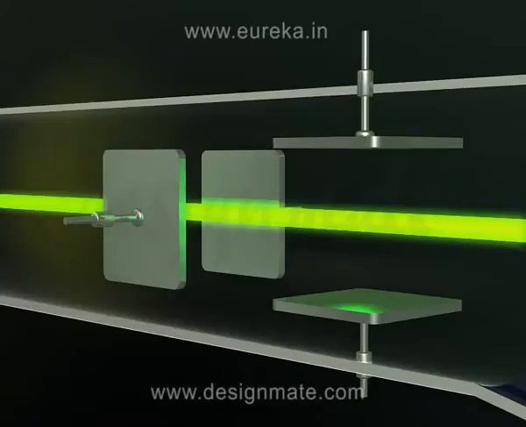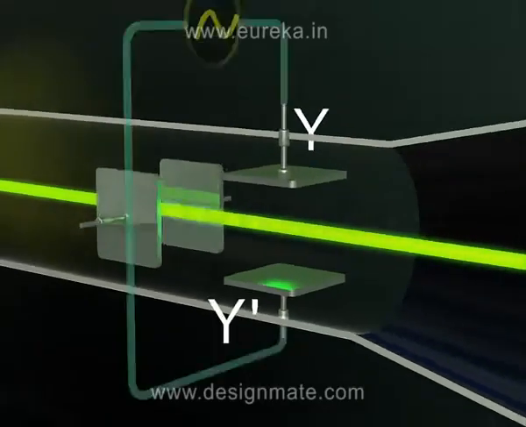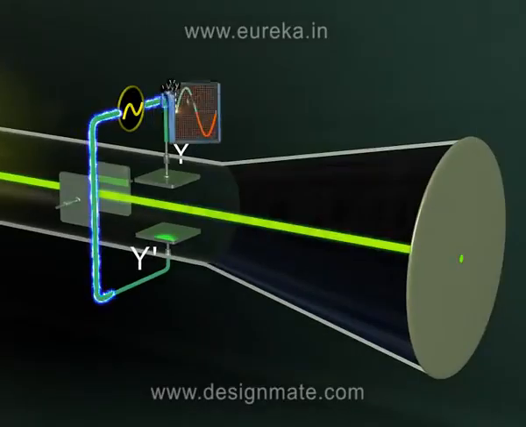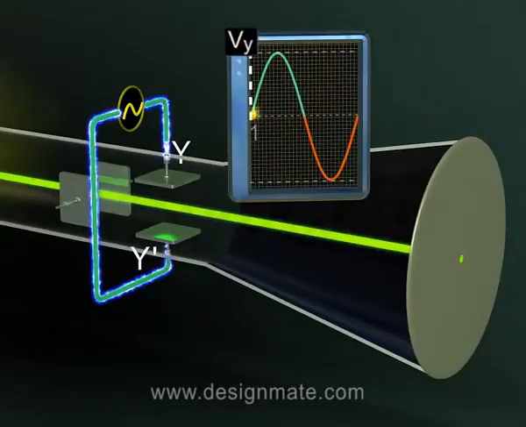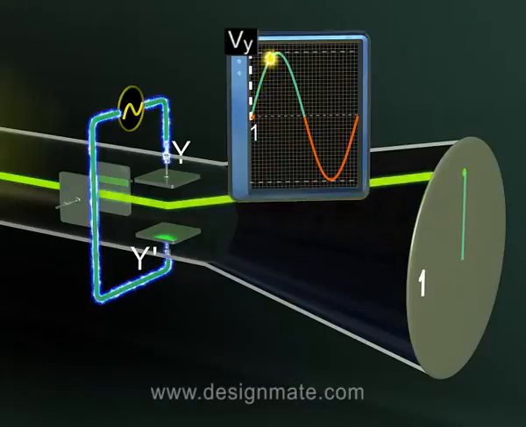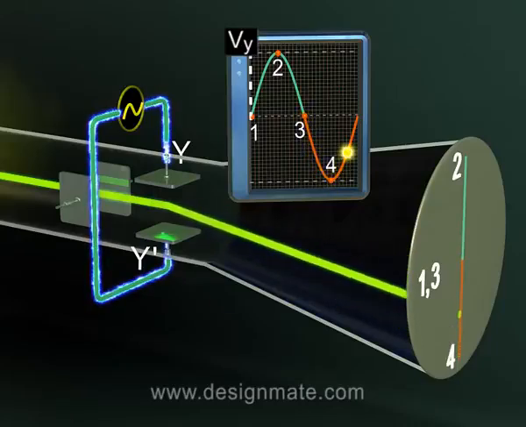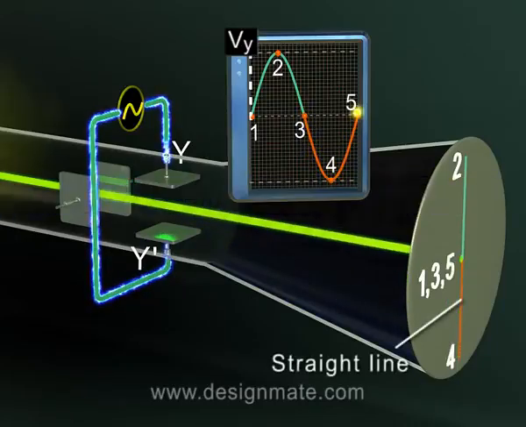Deflecting system. There are two sets of deflecting plates. When a potential difference is applied to Y-Y' plates, it deflects the beam in the vertical plane. As a result, the spot of light moves vertically up and down in response to the applied voltage, and it traces out a straight line on the screen.